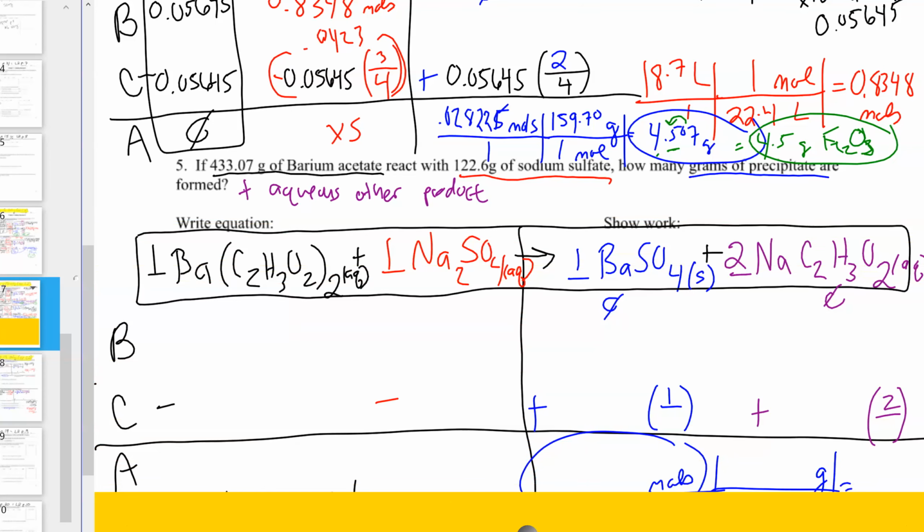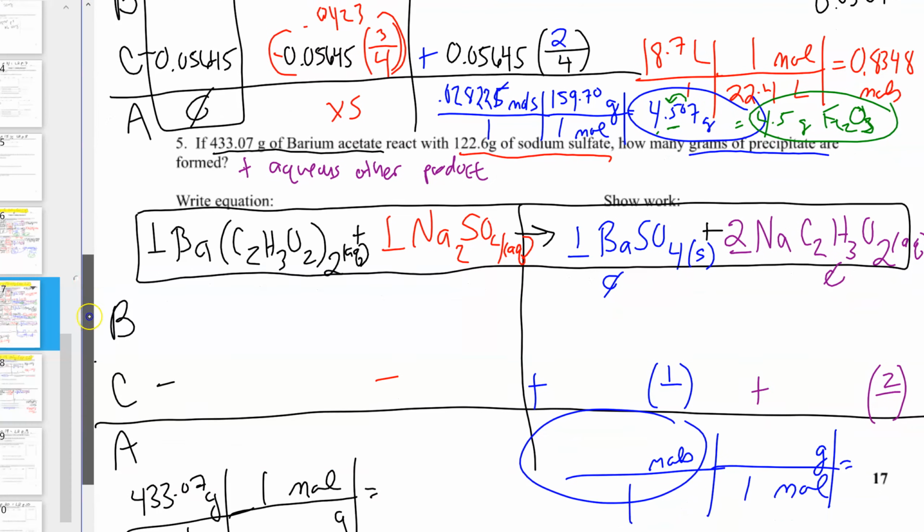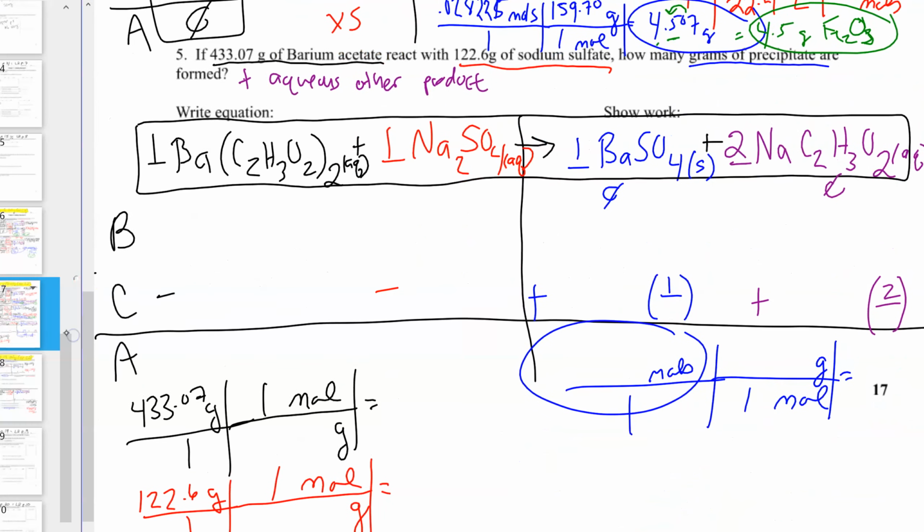Okay, so this one, we're kind of going back to some of our Chapter 8 predicting products. We've got to figure out if the reaction works and which one's aqueous and which one's solid. So here is my equation. Barium's a 2+, so here's barium acetate plus sodium sulfate gives me barium sulfate. Go and look it up on your solubility chart. You'll see that it's a solid, and then sodium acetate is aqueous.